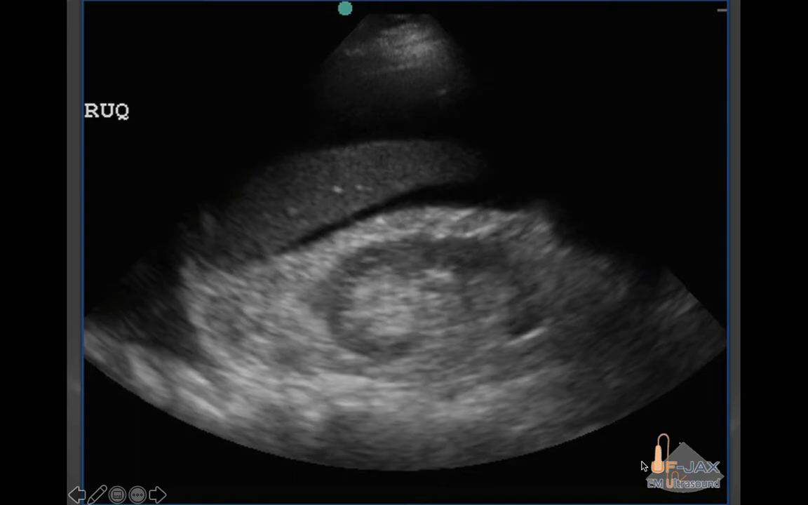Here is another image of a positive right upper quadrant ultrasound. Notice the black stripe in between the liver and the kidney, which is Morrison's pouch, but also notice that the fluid extends superior to the liver and inferior to the liver. Remember that fluid can appear both above and below, not solely in Morrison's pouch.